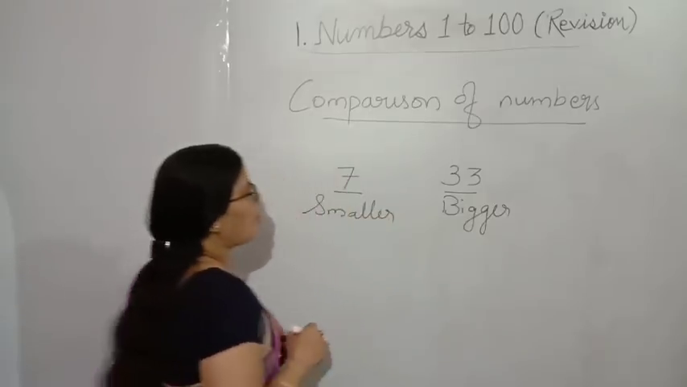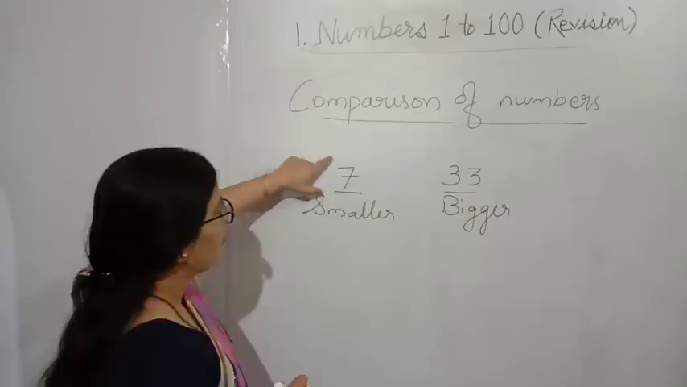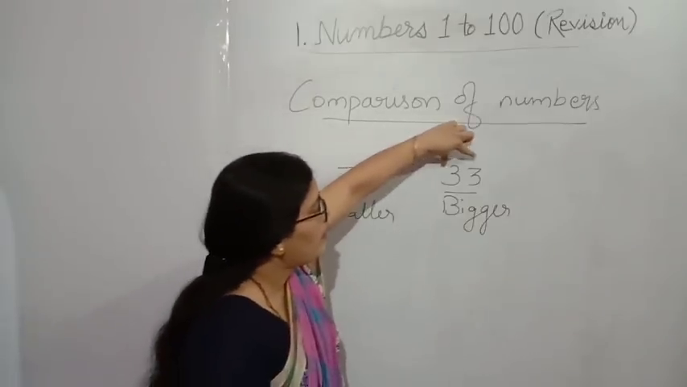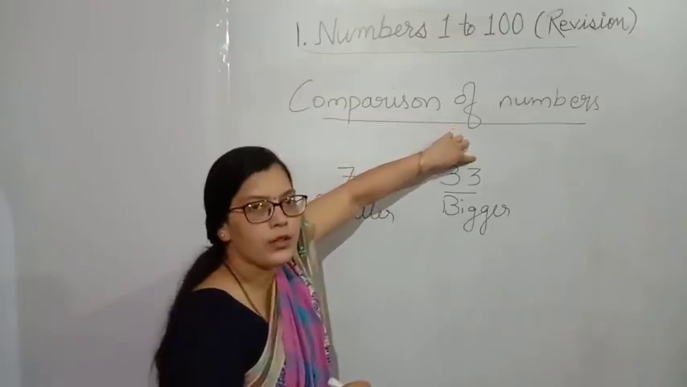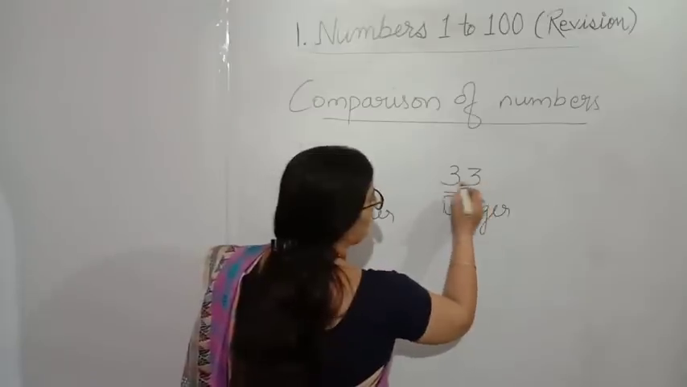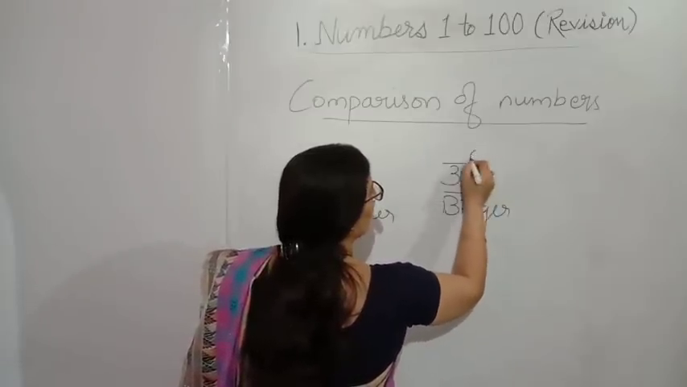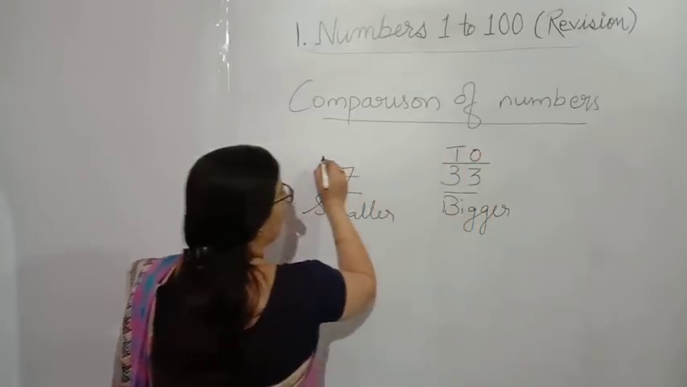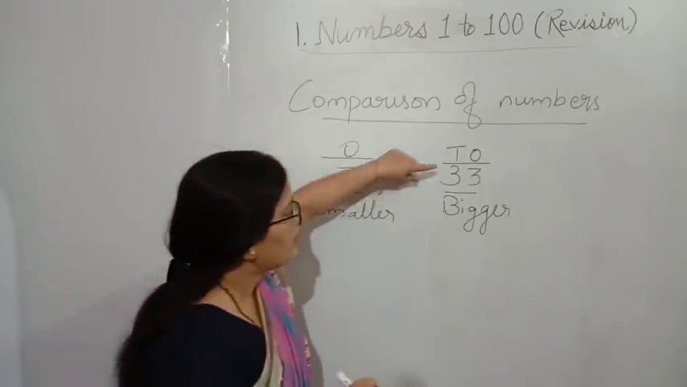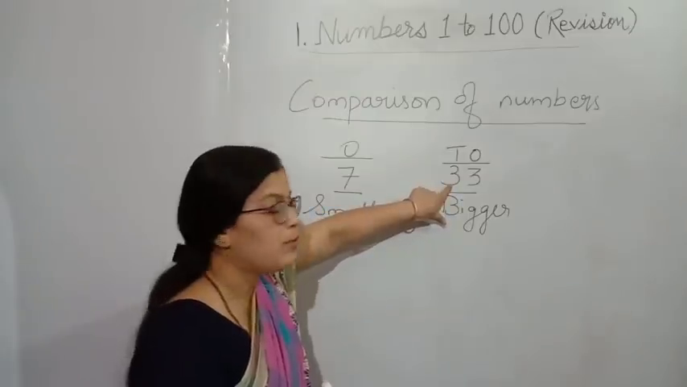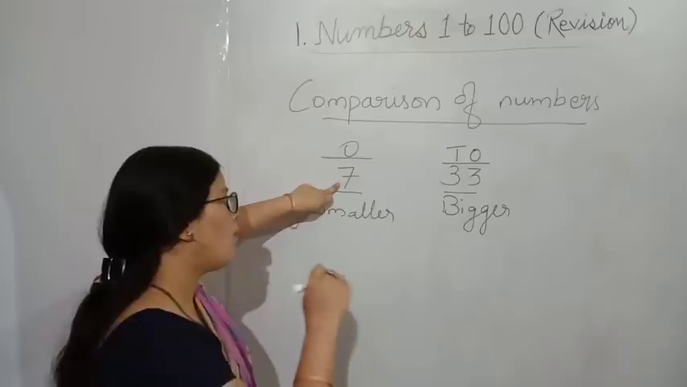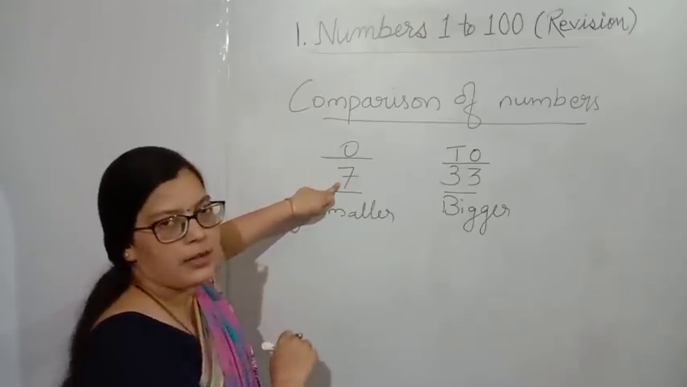Now the value of the number with one digit is smaller than the value of the number with two digits. How many digits are there? 2, ones and tens. And here only one digit. So the number with more digits has more value compared to the number with fewer digits.